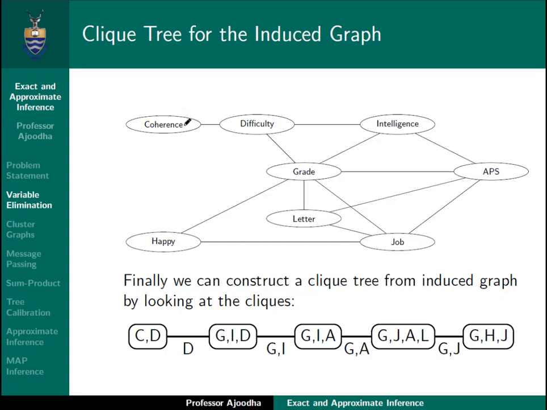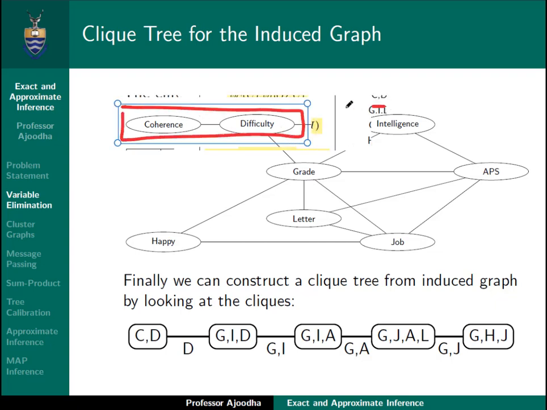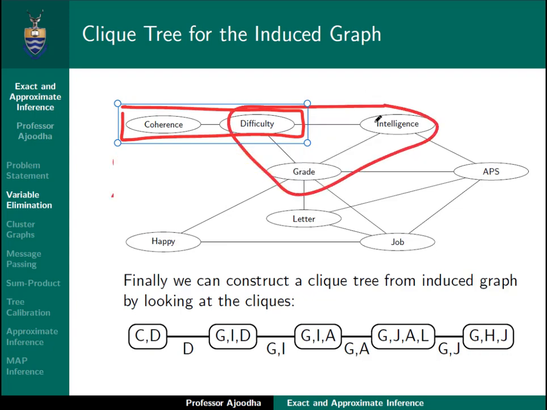Okay, so looking at these cliques, we can look at this clique. This is the clique that we identified before. Here's another clique that we've identified before. If we take all of these cliques and put them in a graph, we can put them together in a clique tree. So here's C and D, which was that first clique, coherence and difficulty. And there was another clique here, G, I, and D, which is grade, intelligence, and difficulty.